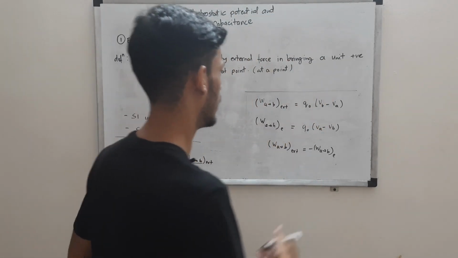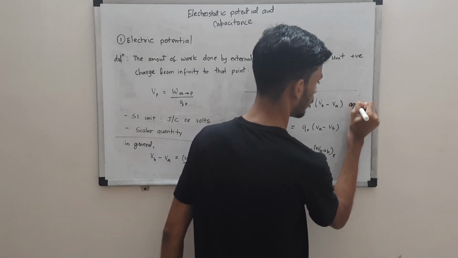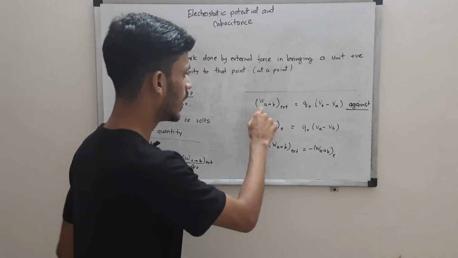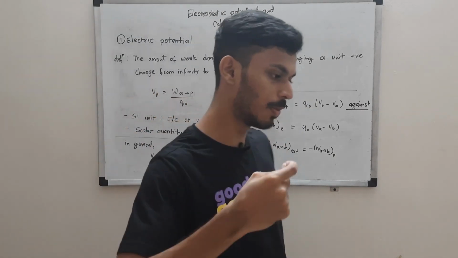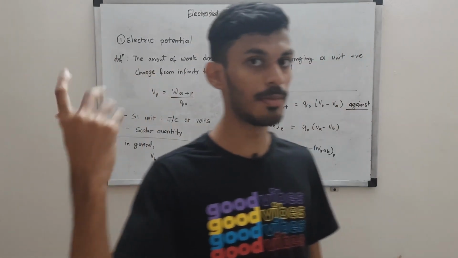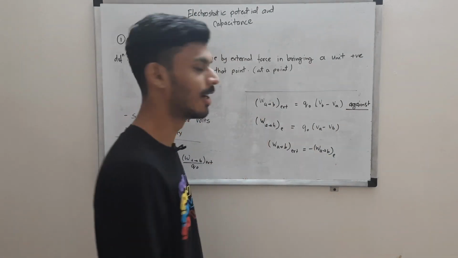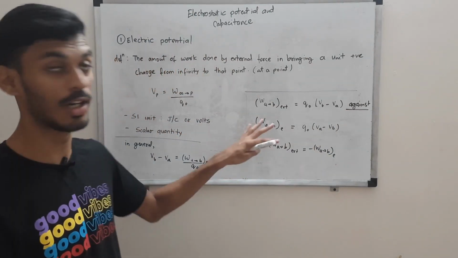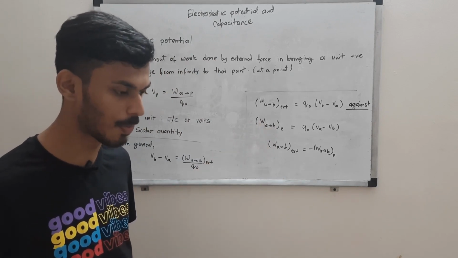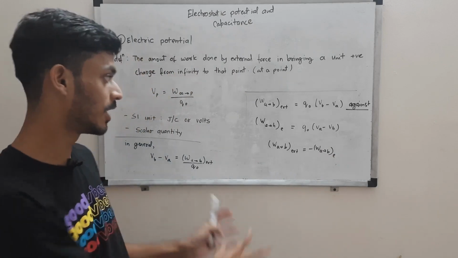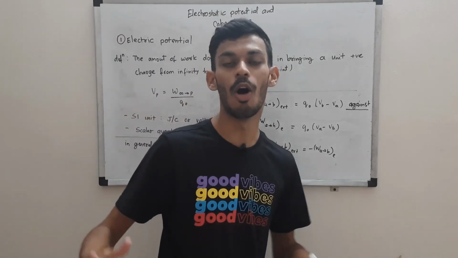Remember that it is acting against the electrostatic force. So, carrying the charge from A to B, the external force work will be Q naught times VB minus VA. Sorry, WAB. And here WAB for the electrostatic force will be Q naught, basically the negative of that, so VA minus VB.